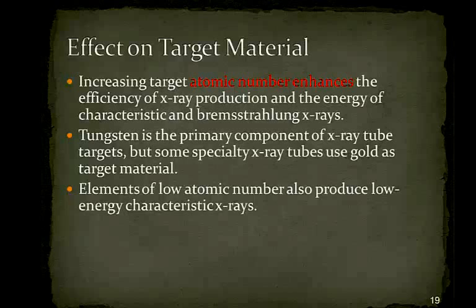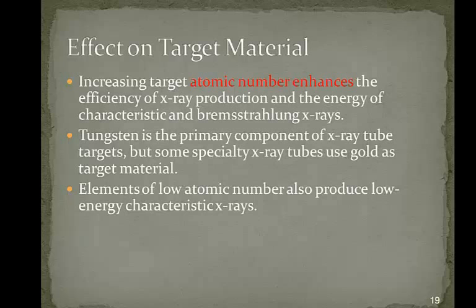Tungsten is the primary component of X-ray tube targets, but some specialty X-ray tubes use gold as the target material. The most important thing you have to understand about tungsten is, one, we use it because it's cheap, and two, it has a high melting point. Previously, we talked about how 99% of what we're doing gets converted into heat, which is lost energy. By having tungsten, you can withstand high amounts of heat, and that's why our X-ray tubes, even though they still fail, last a lot longer. Elements of low atomic number also produce low energy X-rays.